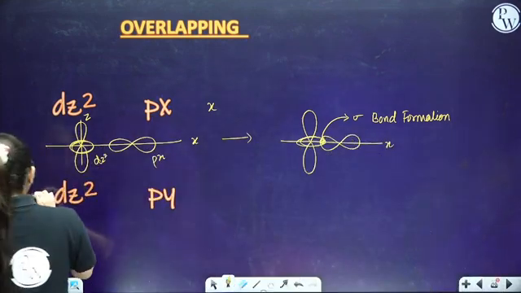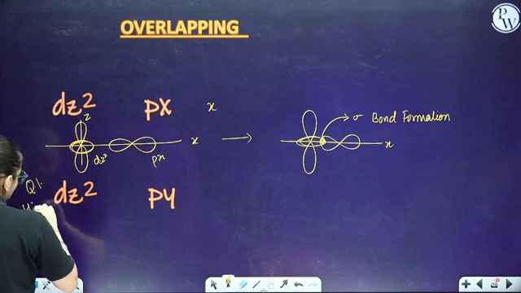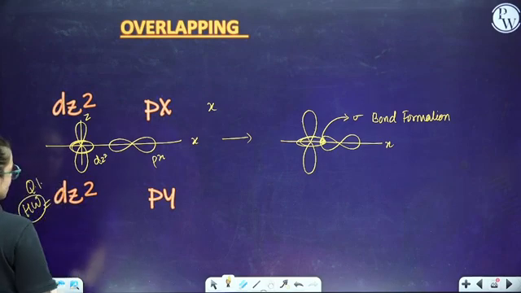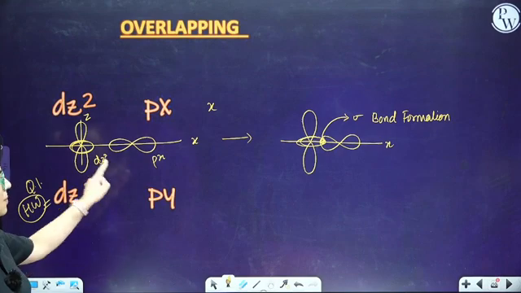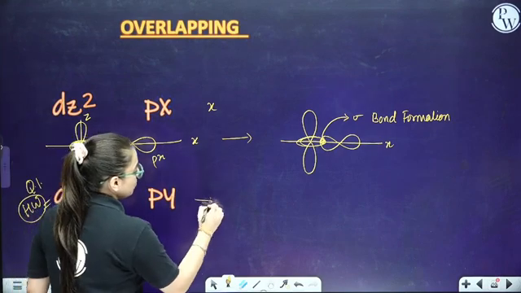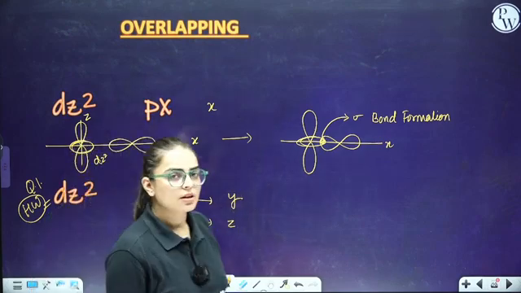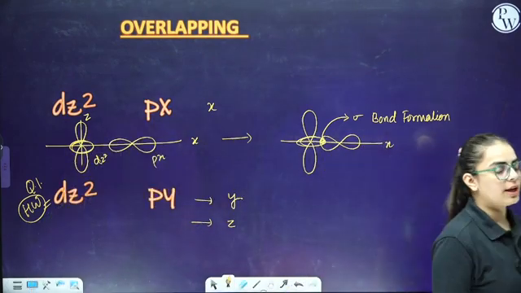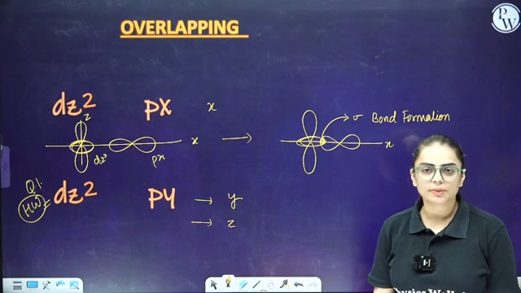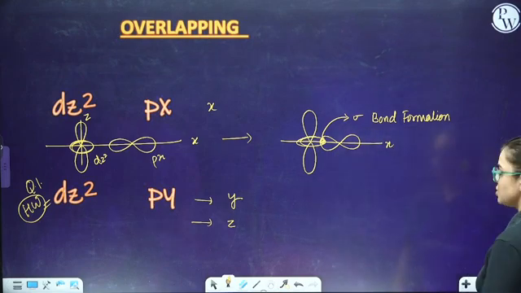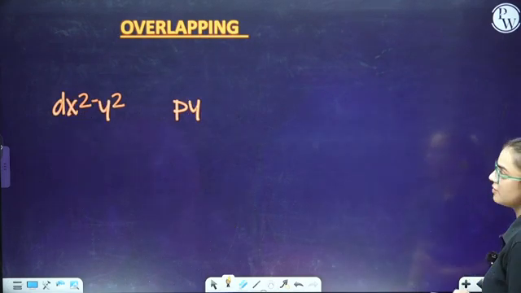Now, this is your first homework question. Write in the comment section which kind of bond formation will occur when dz square is combining with py, keeping y as an axis and keeping z as an internuclear axis. Let us see what answers you are going to get for this particular question. So this is the first homework question, parts A and B. You can write your answer.